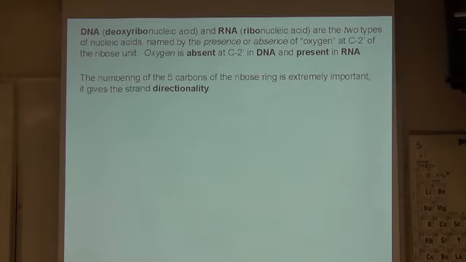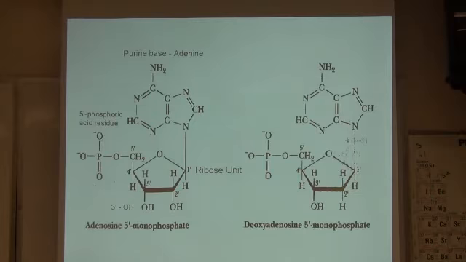Now, the numbering of the ribose ring gives that nucleotide directionality. And we'll see that when we start attaching these monomeric units together, forming a segment of DNA or RNA, that numbering gives that strand directionality. And we're going to see that the two strands of DNA actually run in opposite directions.